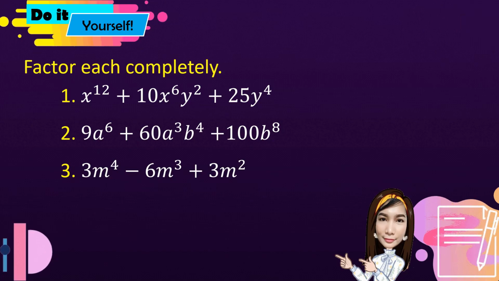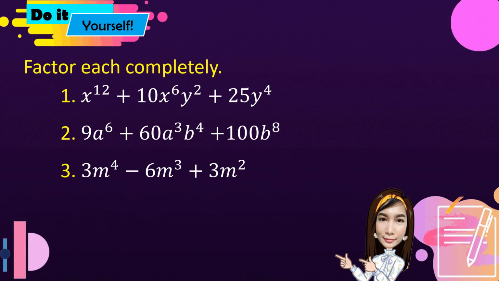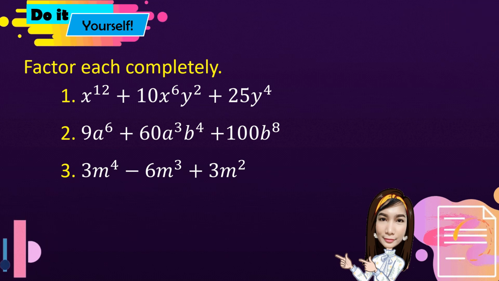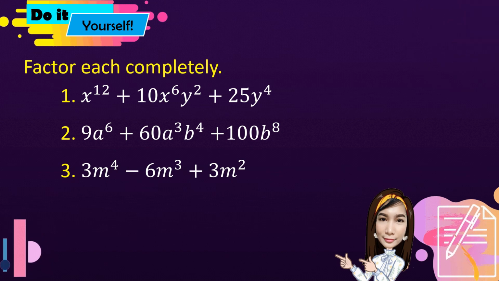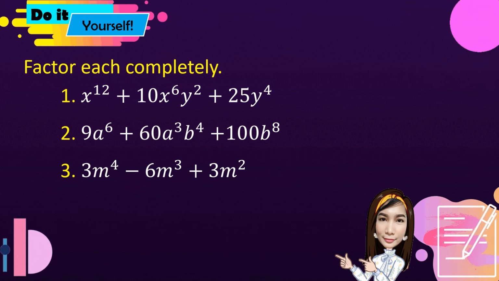Now, it's your turn to test yourself. Let's see if you learned something from this video. Factor each completely. First, x to the 12 plus 10x to the 6th y squared plus 25y to the 4th. Number 2, 9a to the 6th plus 60a cubed b to the 4th plus 100b to the 8th. Number 3, 3m to the 4th minus 6m cubed plus 3m squared.